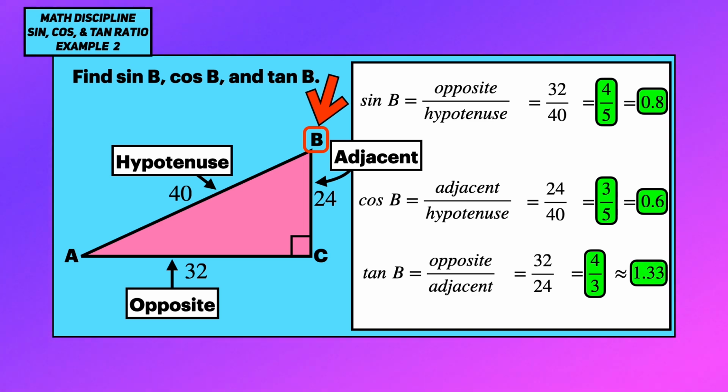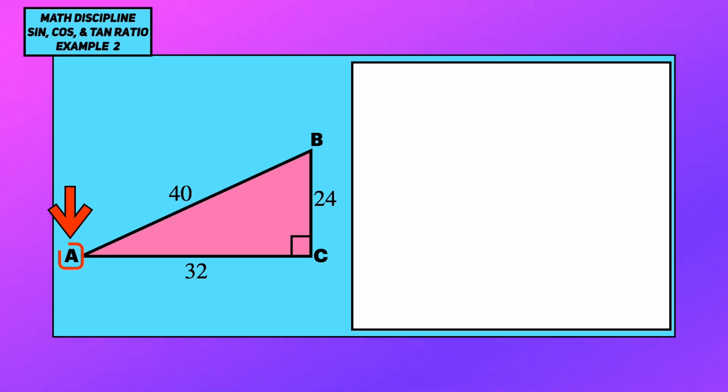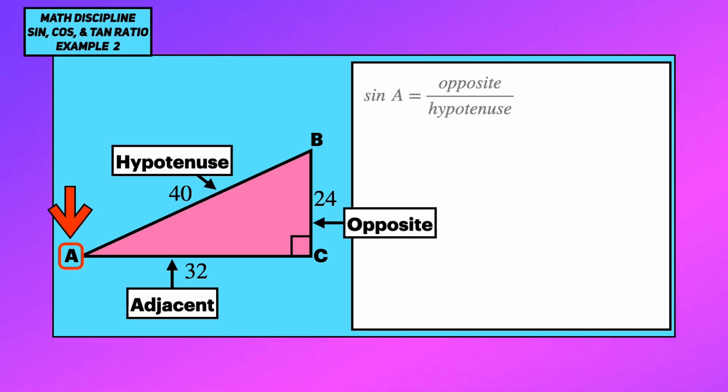Now I want to point out a very important relationship that exists between angles A and B. When we looked at our triangle from the point of view of angle A, in order to get the sine of A, we divided the opposite side by the hypotenuse side, which gave us 24 over 40. We simplified that and got 3 over 5 or 0.6.